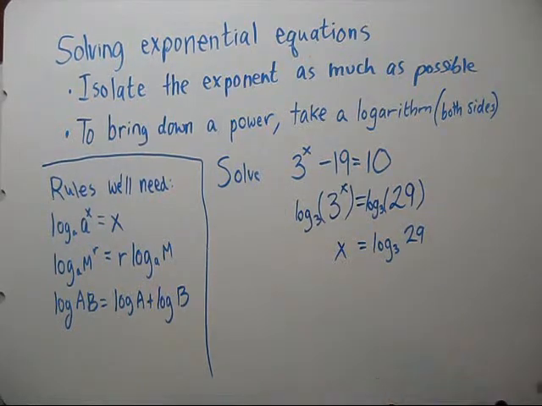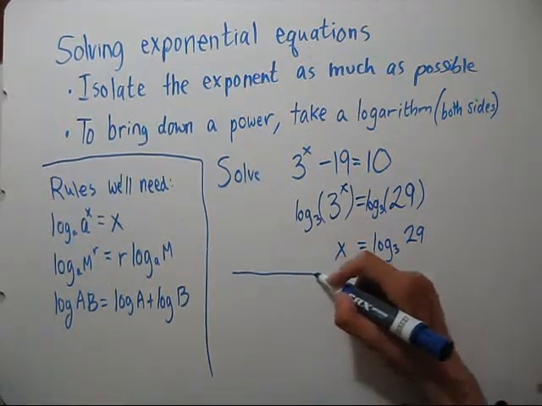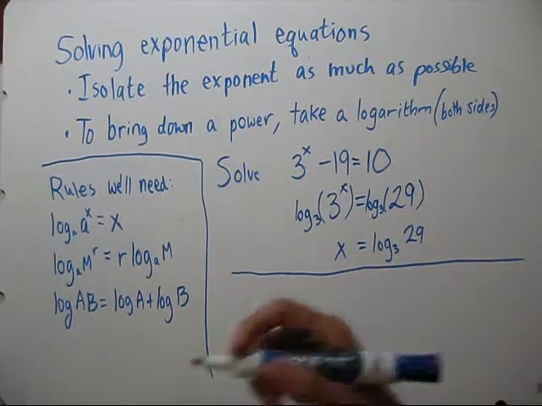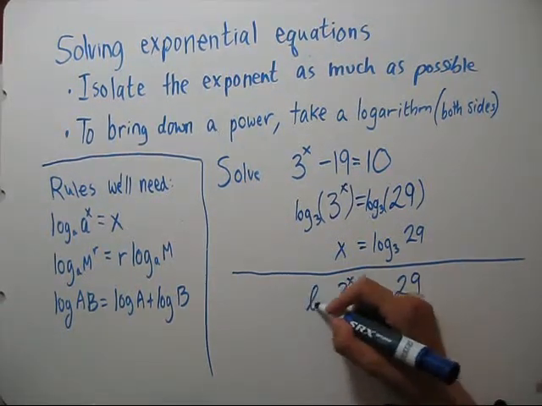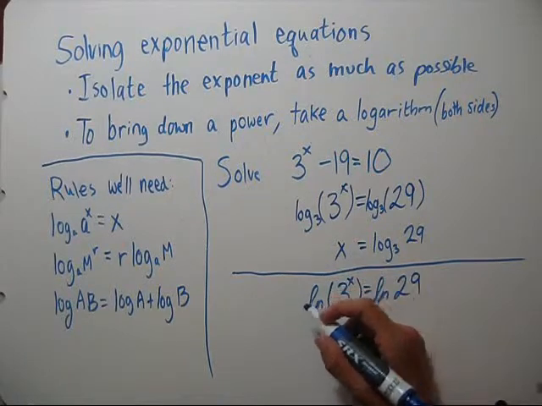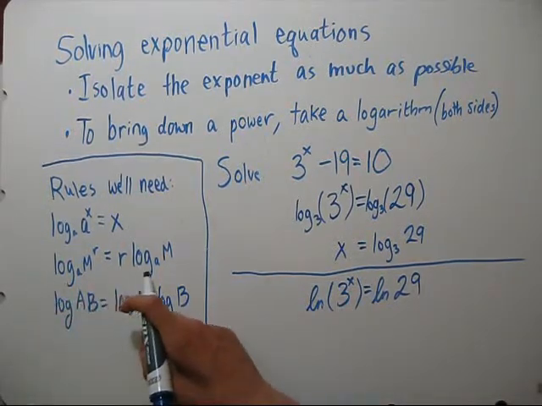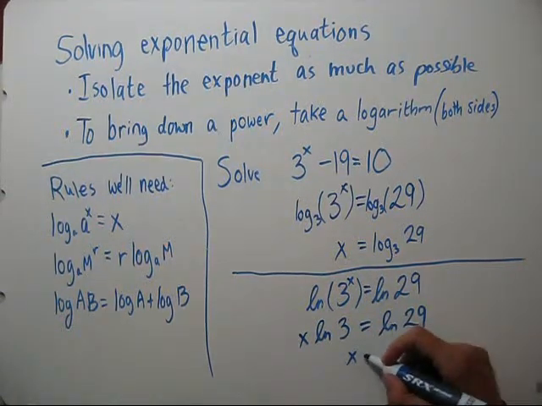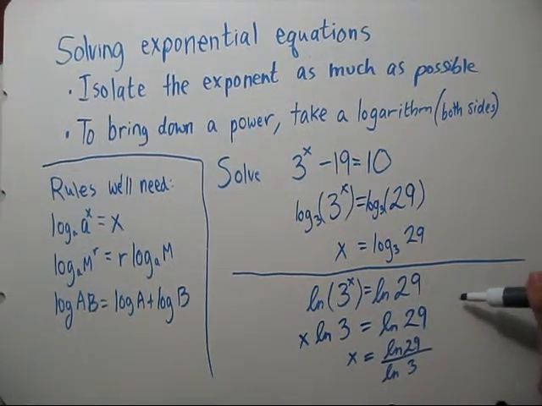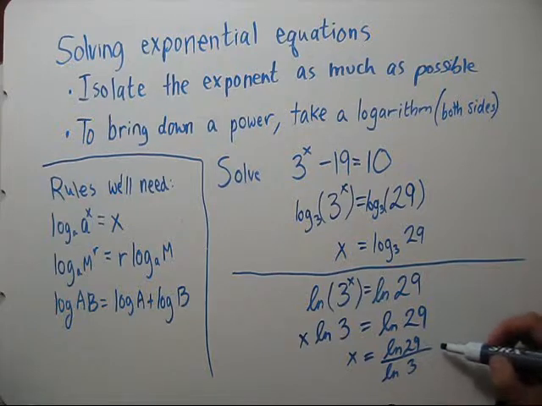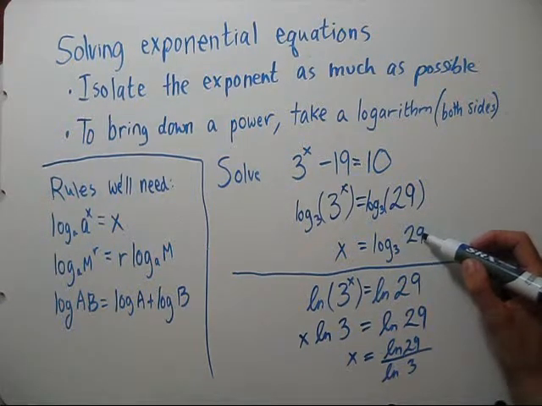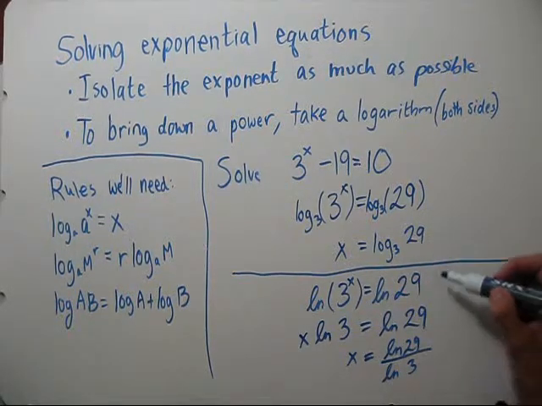Now let's do this again and see what happens if we used, instead of a log base 3, a log with a different base. Okay, let's natural log both sides. Okay, our x will come down in front. That's this rule here. So to solve for x, we divide both sides by the natural log of 3. These are actually the same answer because we could use the change of base formula on log base 3 of 29 using base e for the new base, and you would get exactly this.